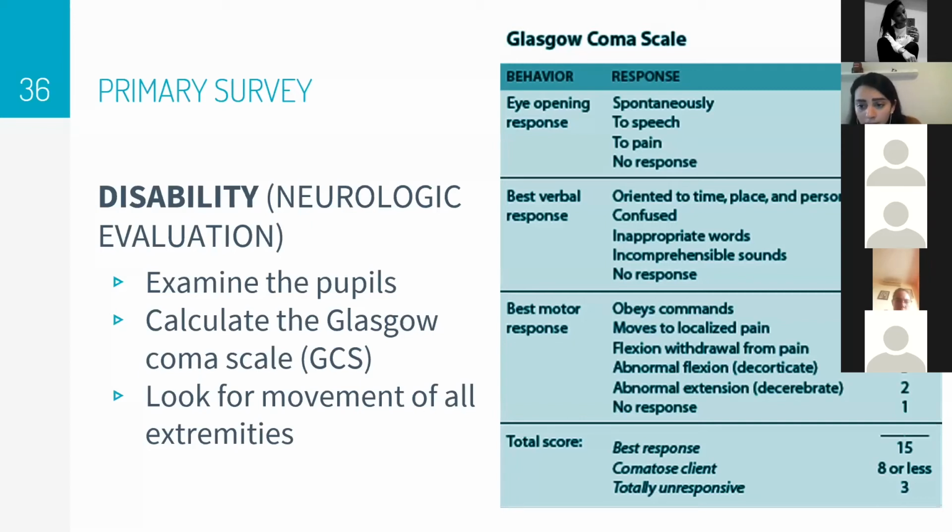The best total score you can get is 15. They're considered comatose if it's less than 8 and you would intubate them, and if they're totally unresponsive, they would get a 3.